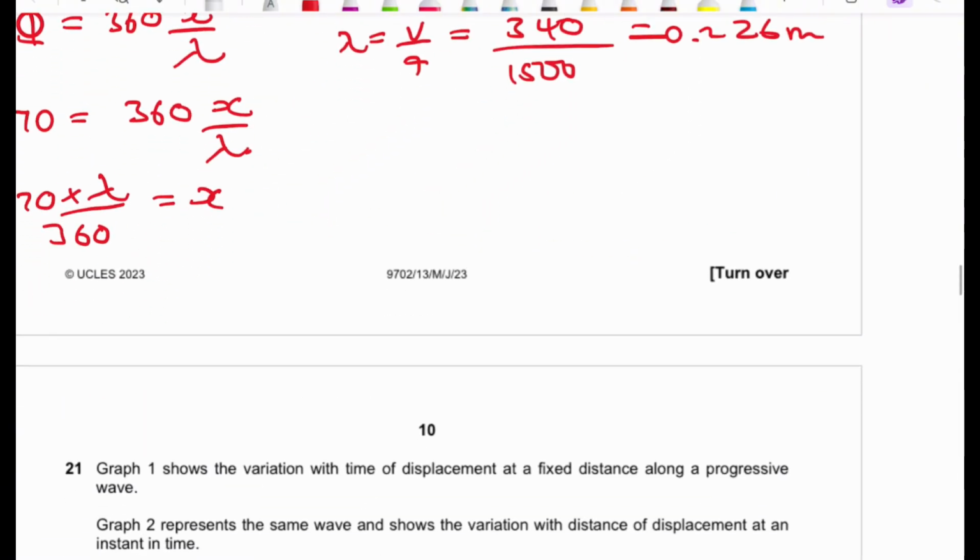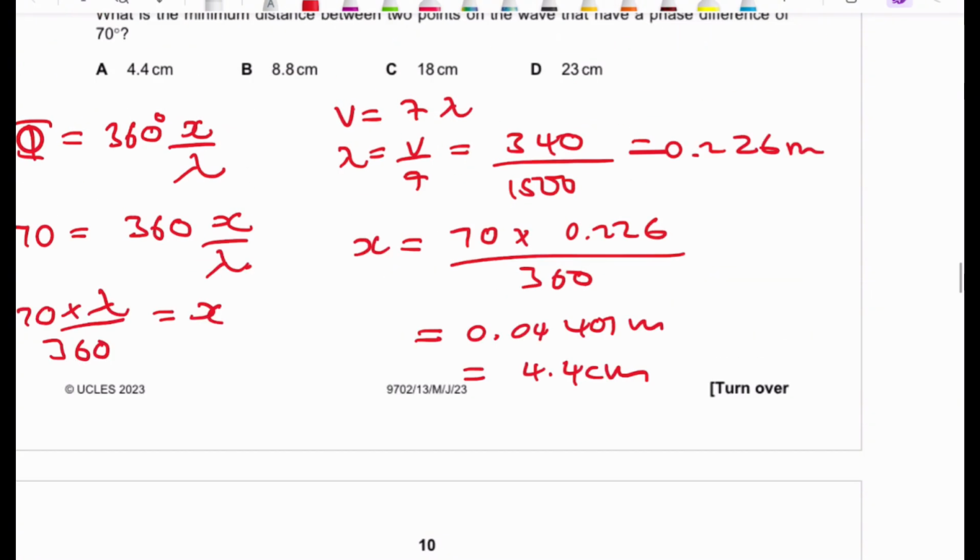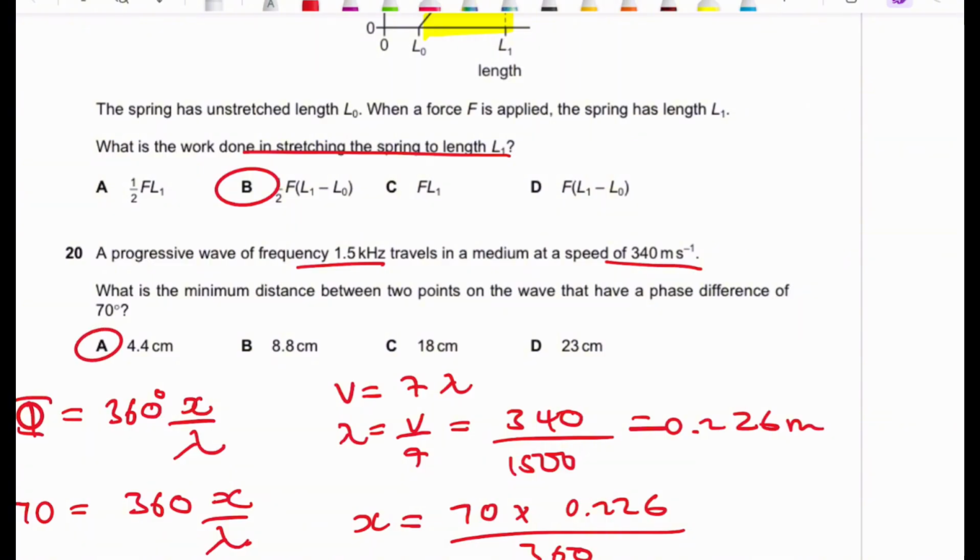So how do you find your value of x? It will basically be 70 multiplied by 0.226 divided by 360. Basically going to give you a value of x of approximately 0.04407 meters, about, I guess, 4.4 centimeters, right? So it's 4.4 centimeters. The answer is A.